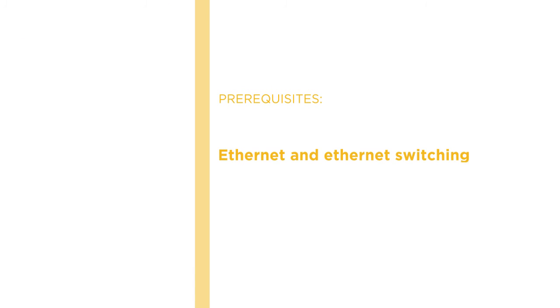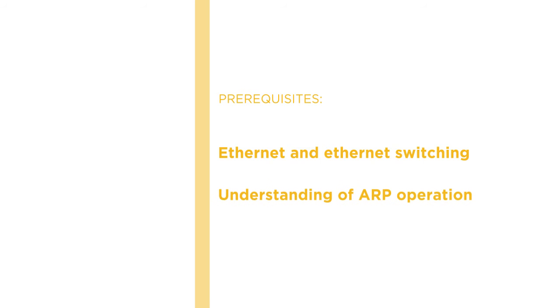Before beginning this course, you should be familiar with Ethernet and Ethernet switching, an understanding of ARP operation, and to know the basics of IP routing. From here, you should feel comfortable diving into the rest of the CCNA training series.